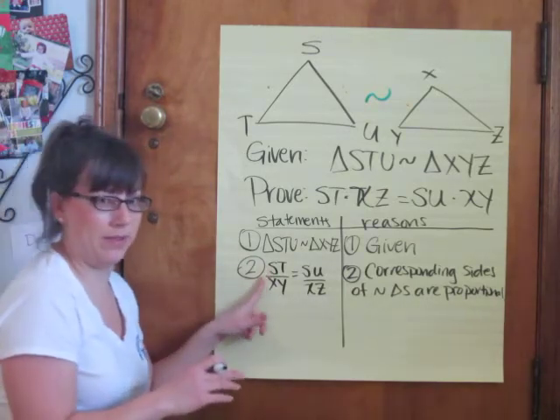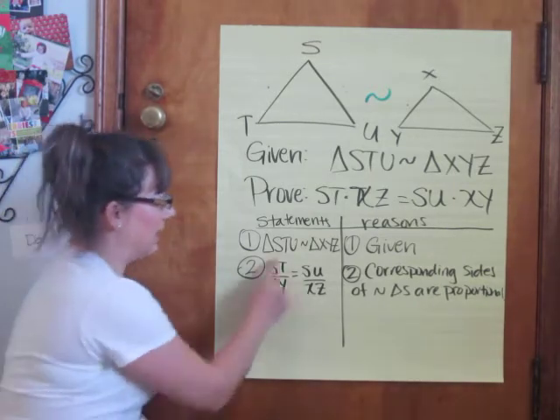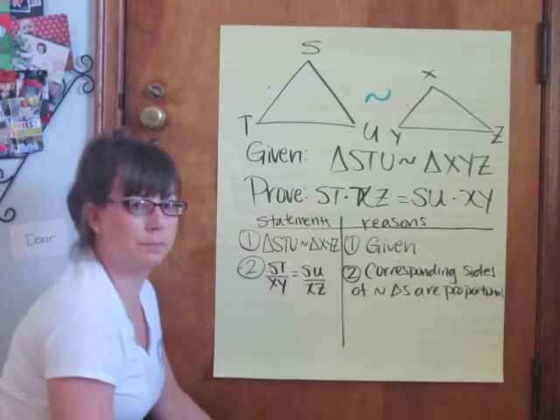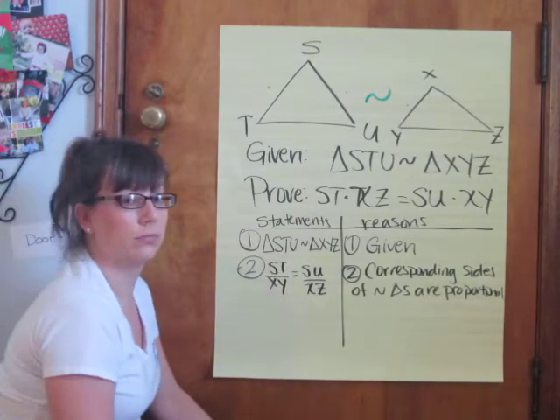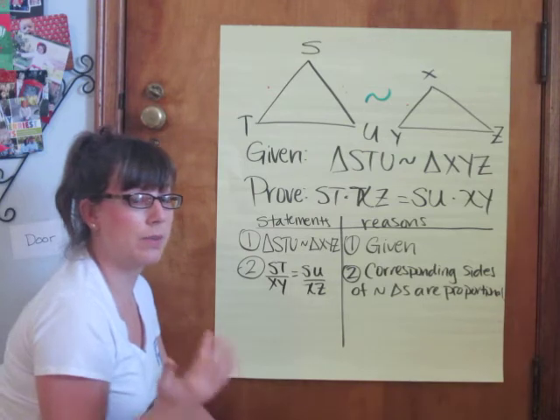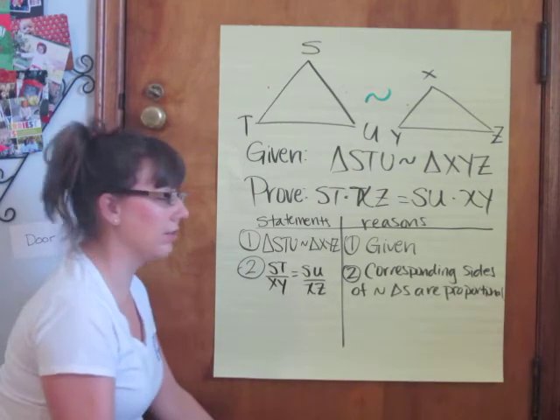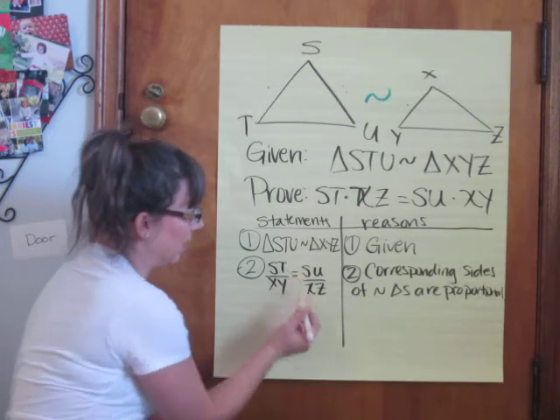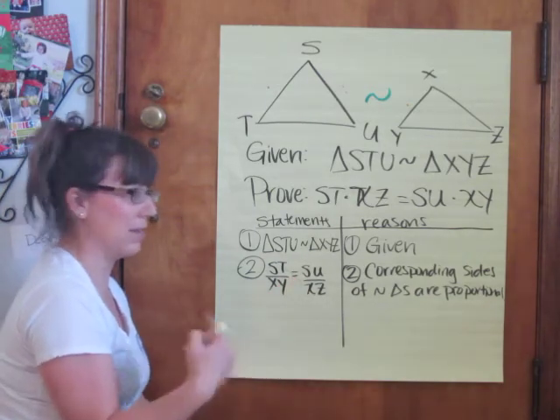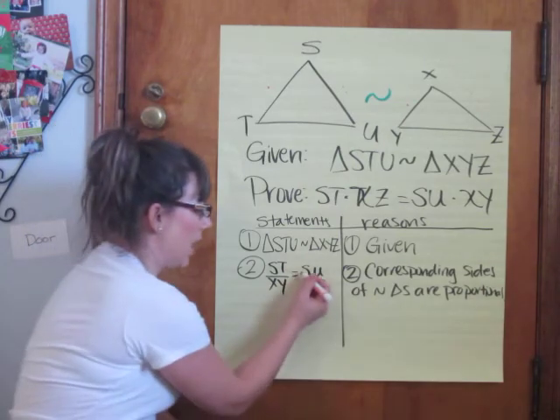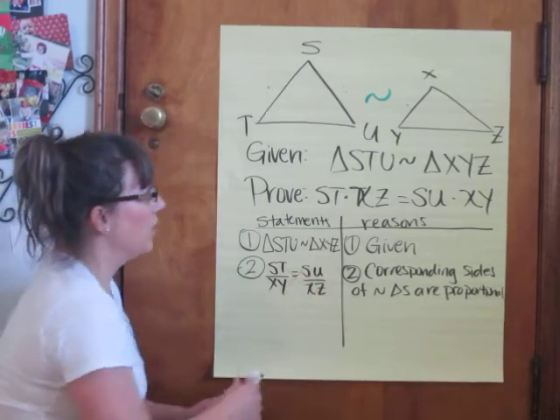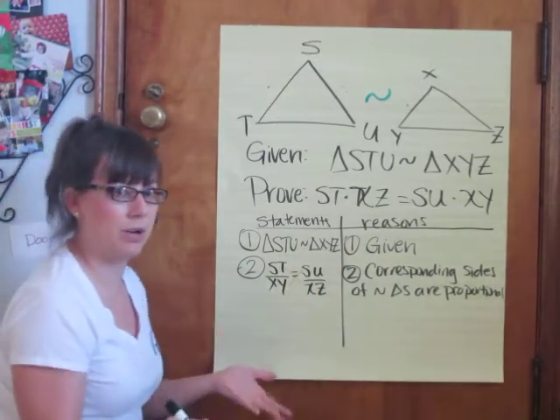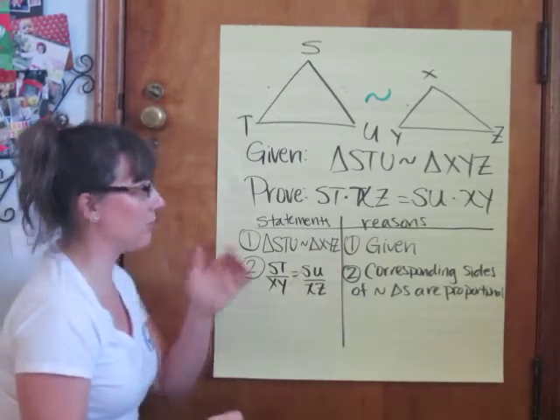What do you notice about this? What can I do to this algebraically to manipulate it to make it look like that? Did you say cross product? Means extremes product theorem? Either of those are the same. If I were to multiply ST times XZ, am I allowed to do that? Yes, means extremes product theorem. And SU times XY, do I get what I'm trying to prove? Yes, I do. It doesn't matter that there's no numbers here. That makes absolutely no difference with what I'm trying to do.